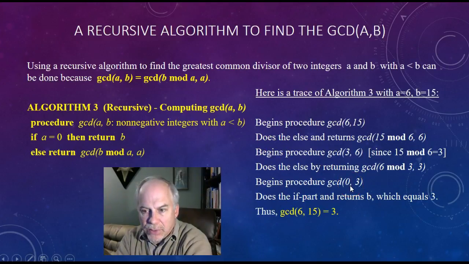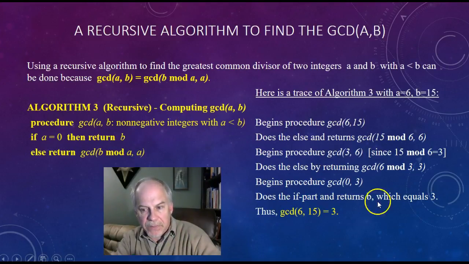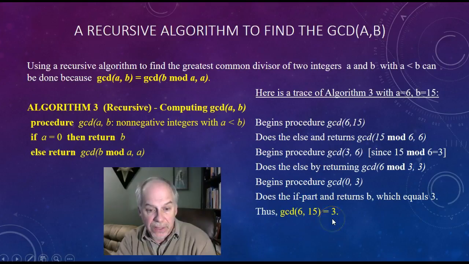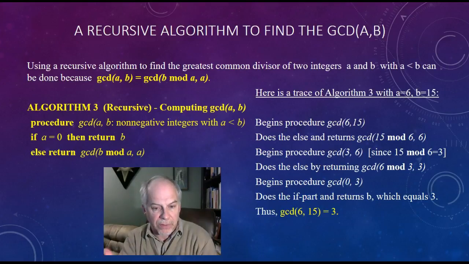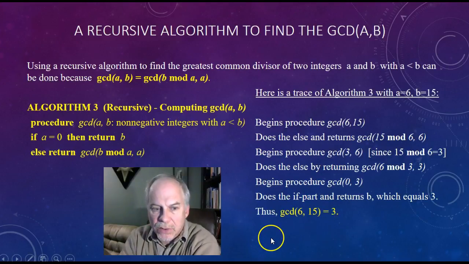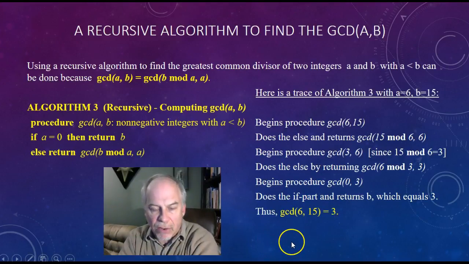Now in that case, your A value is 0. So it hits this if A is 0. So it's going to stop the recursion and return what B is. Now B is 3, so it's going to return B, and B is the greatest common divisor of 6 and 15, isn't it? 3 goes into 6 and 3 goes into 15. It's what we call the greatest common divisor of those two things. So you should be able to trace an algorithm like this.